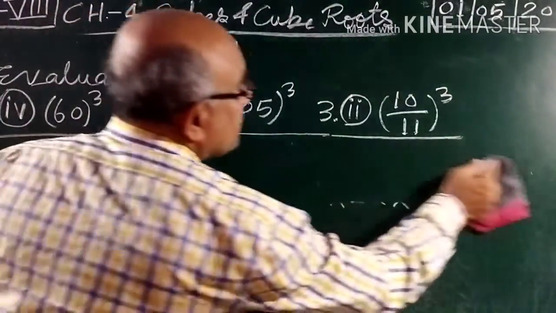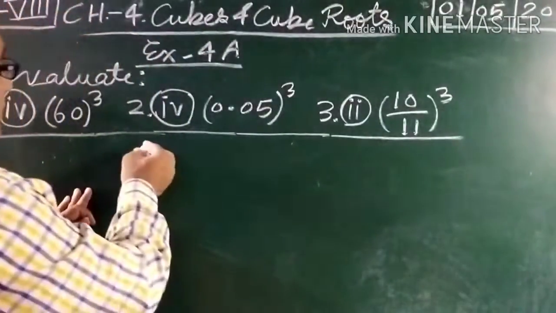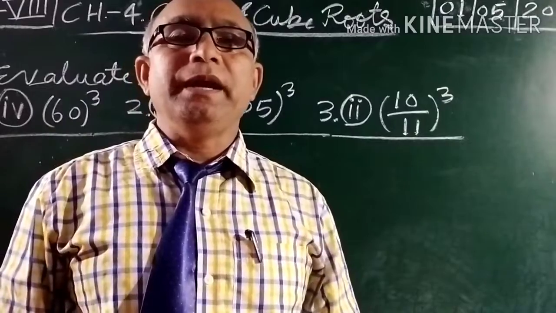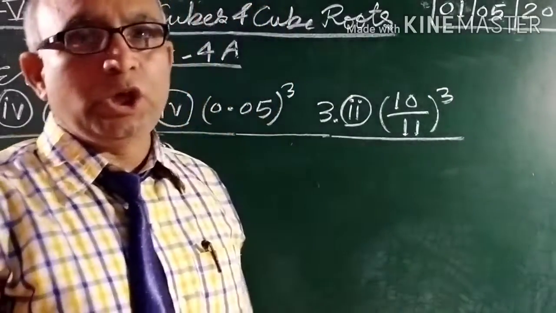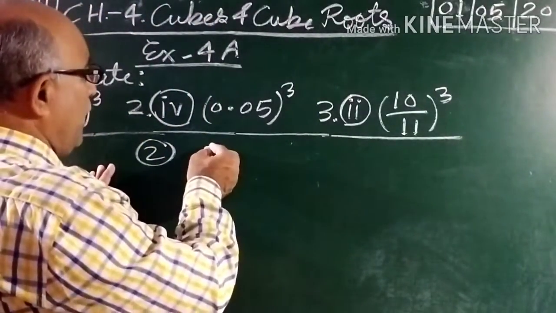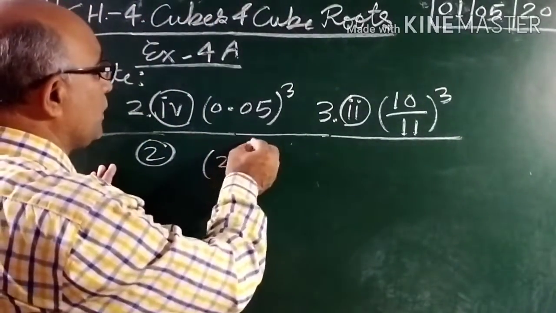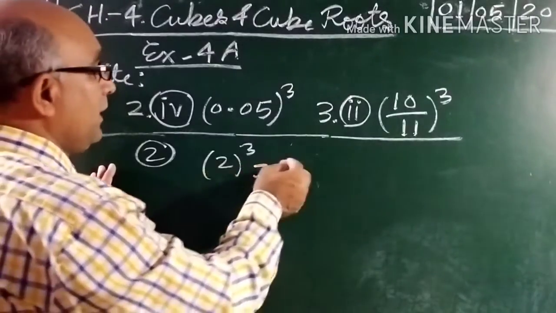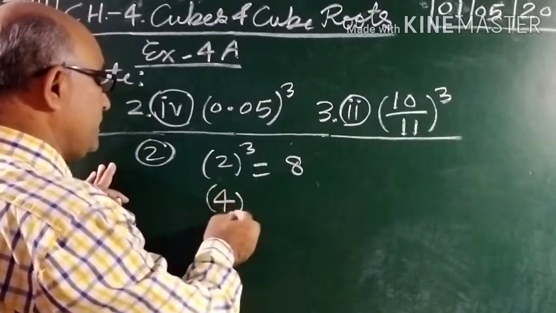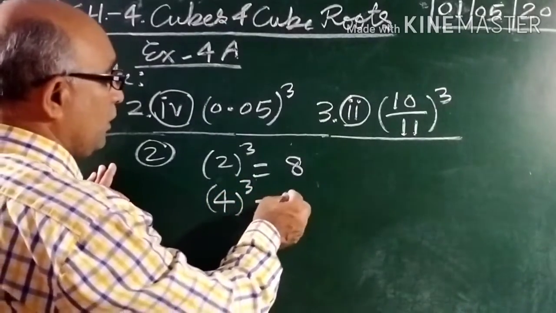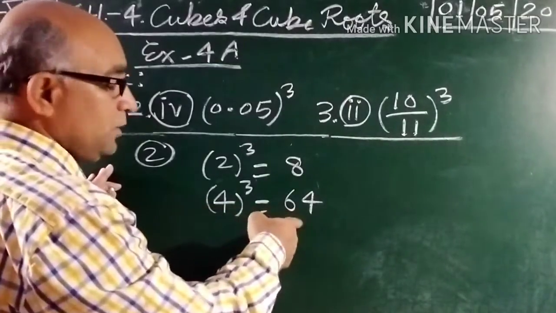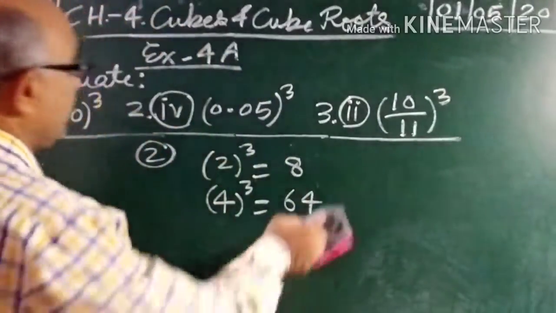Property number 2: the cube of an even number is even. The cube of every even number is even. First of all, the cube of 2. 2 is an even number, and 2 cube is 8. 8 is also an even number. 4 is an even number, and 4 cube is 64. 4 is an even number and 64 is also an even number.